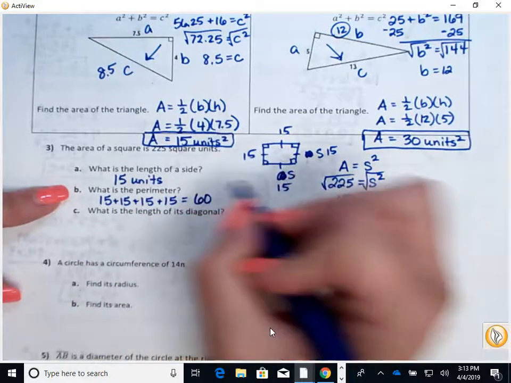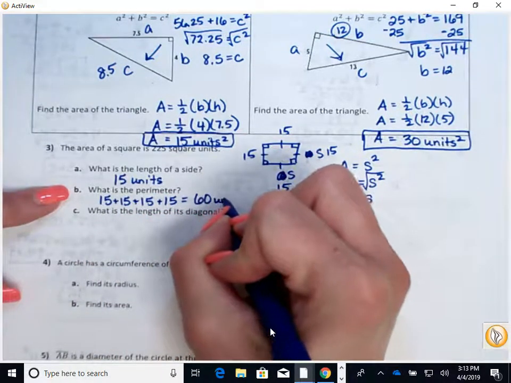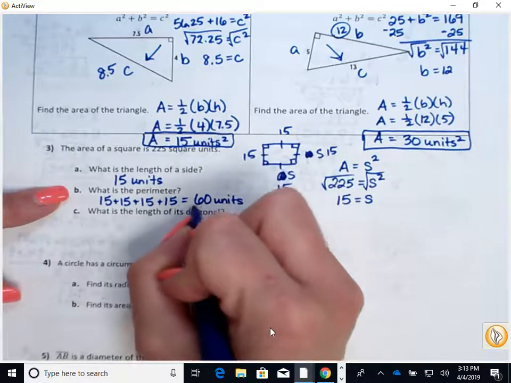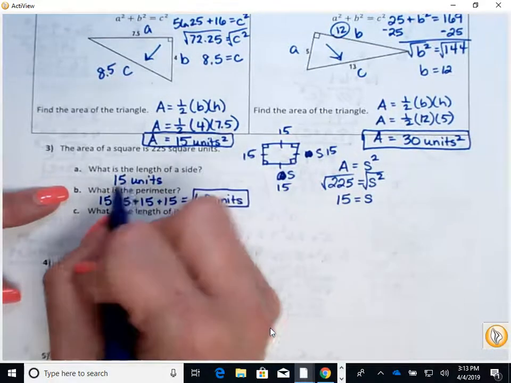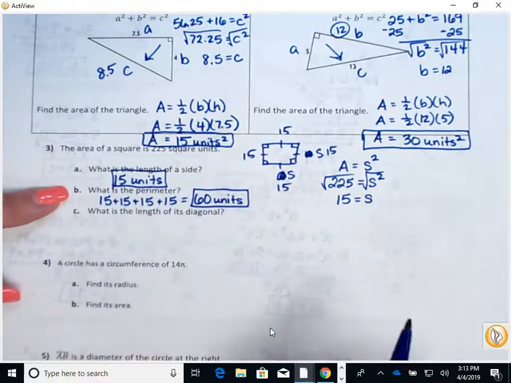And we're talking units because they didn't tell me if they were inches, centimeters, feet, miles. They didn't tell me any of that. So 60 units. And then they want to know the length of its diagonal.